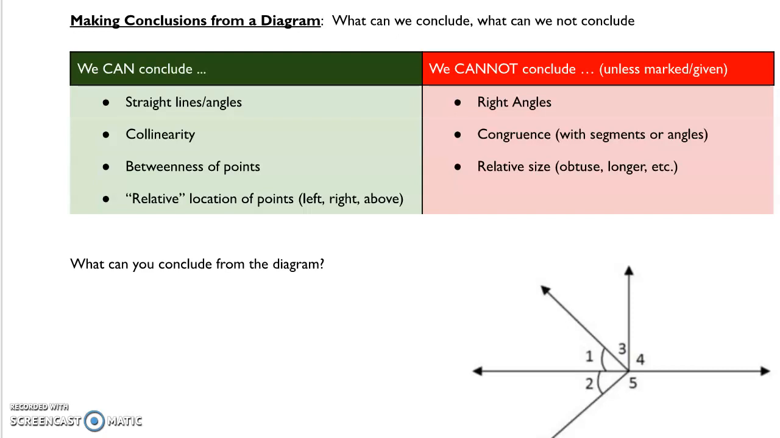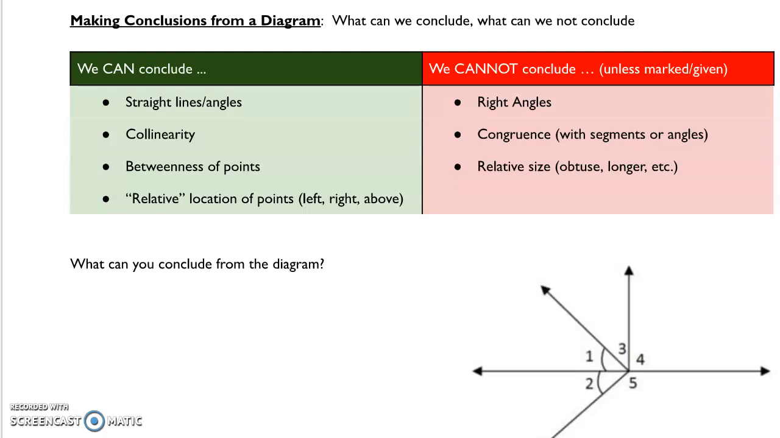We cannot conclude congruence. I cannot look at a diagram and say, oh, those segments are congruent, just because they look like they are. I have to be told specifically that they are. Now, really only in one way, but there are a few ways that we can be told that. And we cannot conclude relative size.